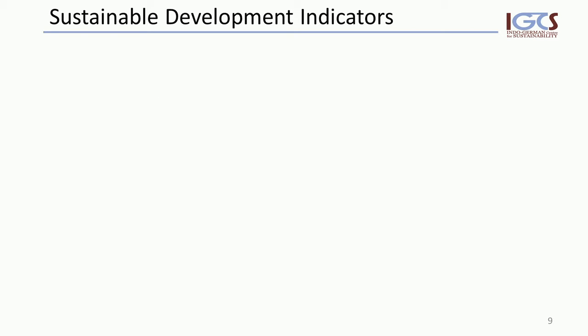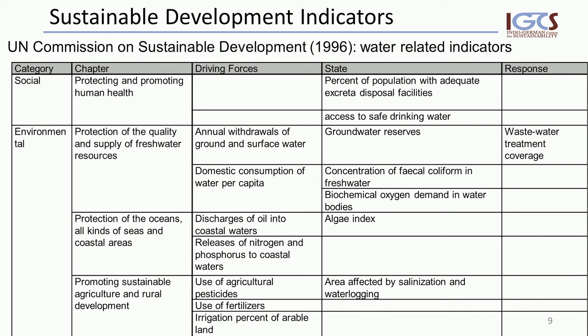Now let's start with the Sustainable Development Indicators first. And here's an example taken from the UN Commission on Sustainable Development quite some time ago, and only showing the water-related indicators. So we have here categories, and then it's divided into chapters, into driving forces, the state, and the suggested response here.